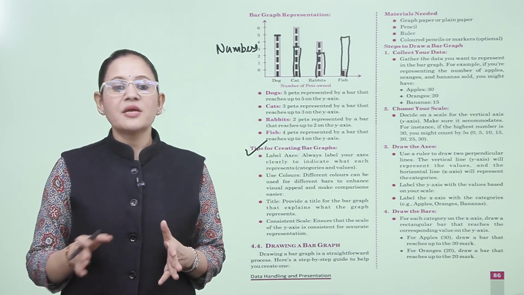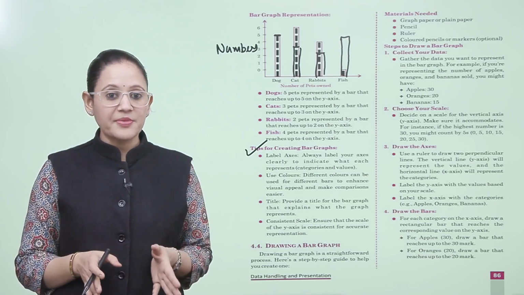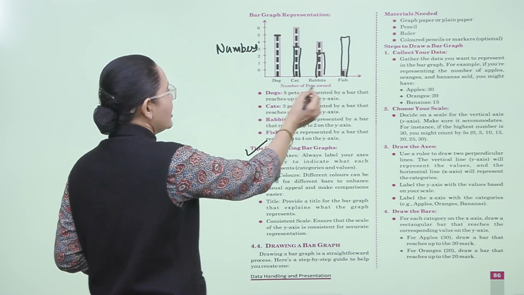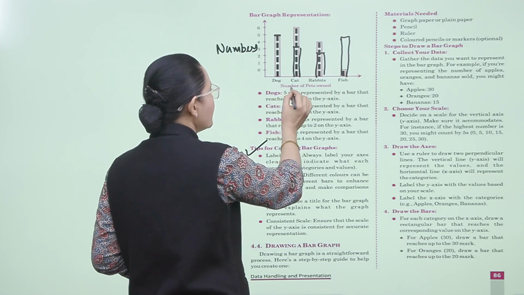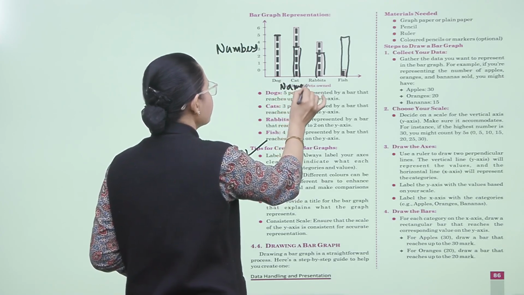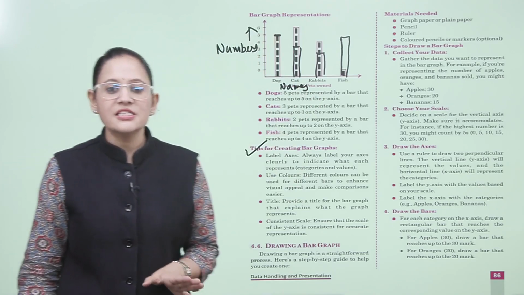Next, tips for creating bar graphs. First we have to label the axis. Always label your axis clearly to indicate what each represents. Like here we have labeled the axis: on horizontal axis we have given the names of the pets and here we have taken the numbers. So, always label the axis.